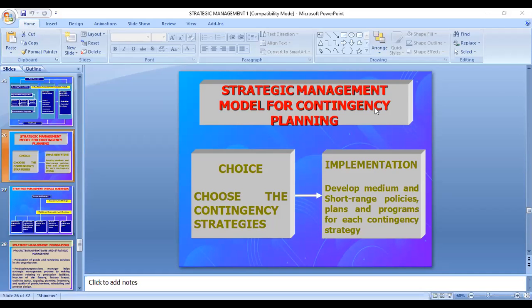So here you have to choose the contingency strategies. Contingency strategies means you have to decide what is to be done by an individual. That is resource allocation: you will allocate the resources as well as allocate the duties to them. And for that, you will be designing different kinds of contingency strategies, how to deal with the situation.